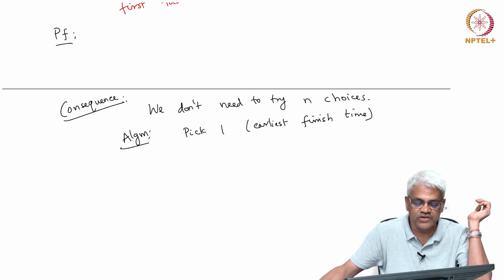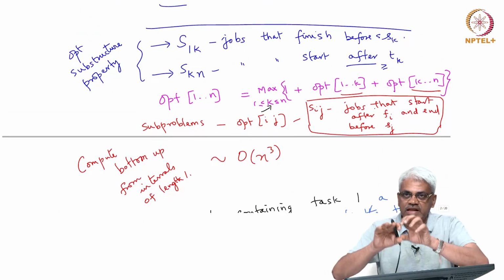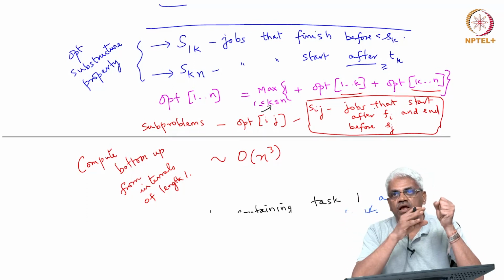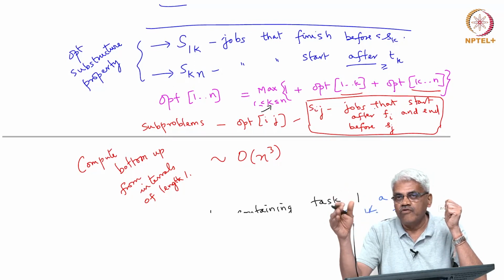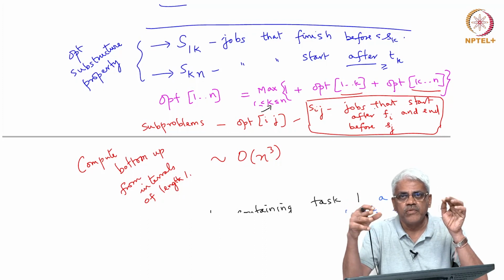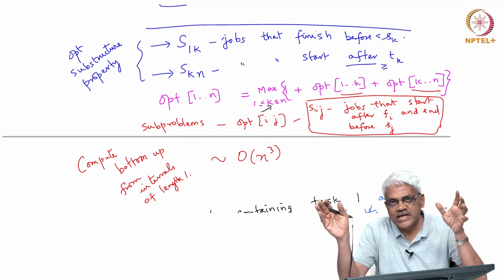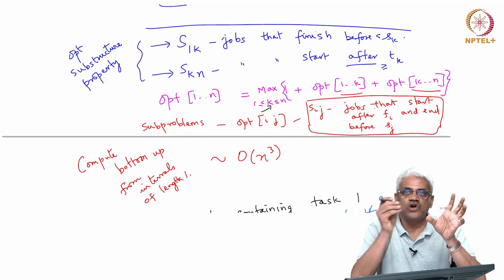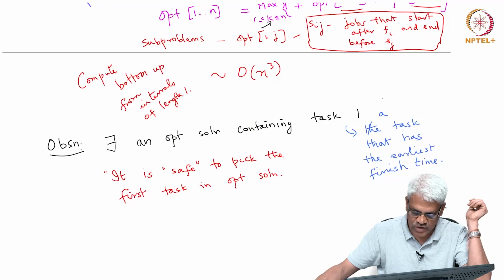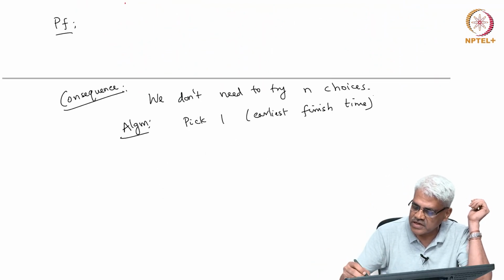So in terms of the recursive formulation, instead of there being a left and a right subproblem, we have only one subproblem. I pick one and then in the remaining find the optimum. Remaining that does not overlap with this, find the optimum. How do I find the optimum? I apply the same strategy: pick the earliest finish time which does not overlap with this, add it, keep doing it. That is the algorithm. So the algorithm is pick one earliest finish time task.